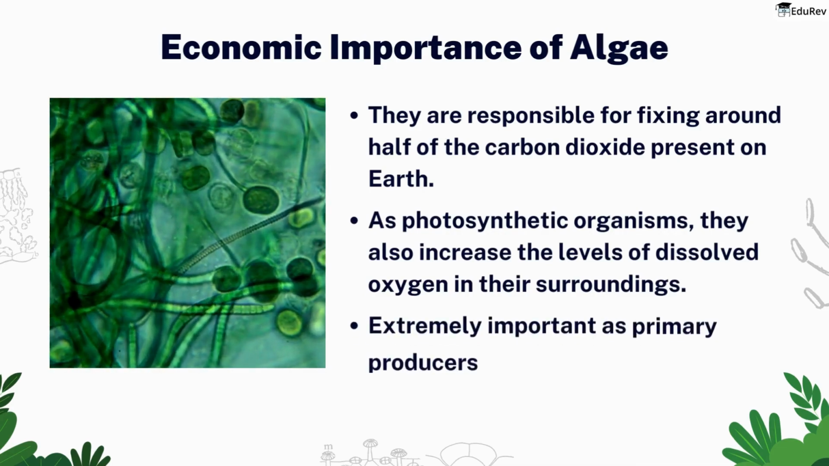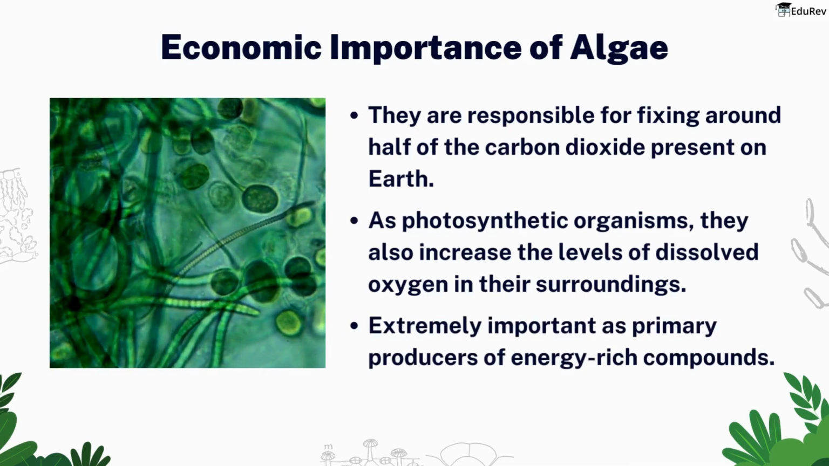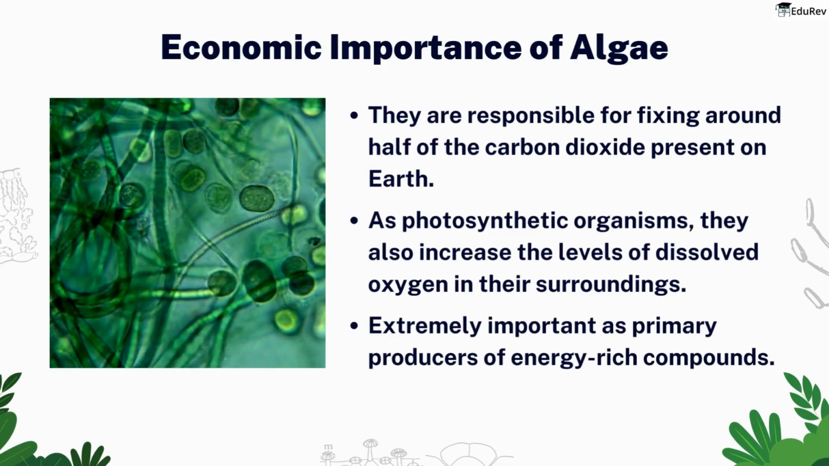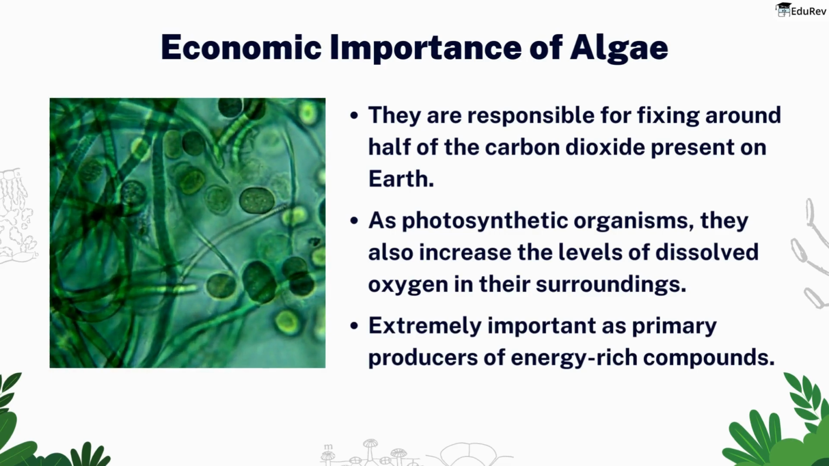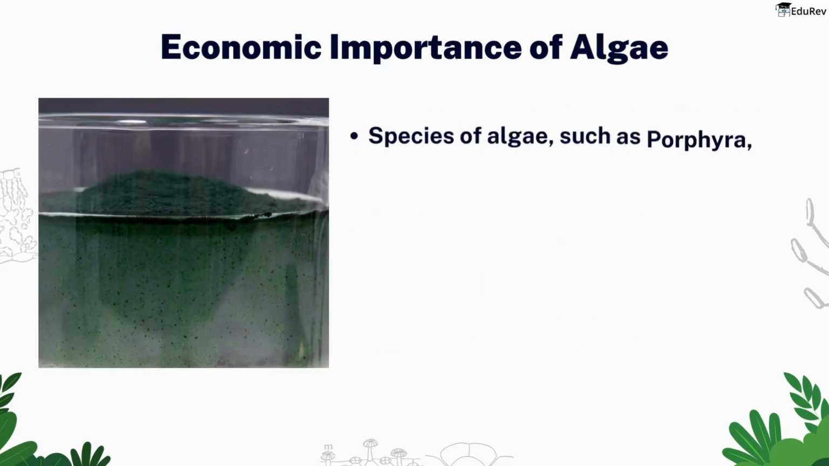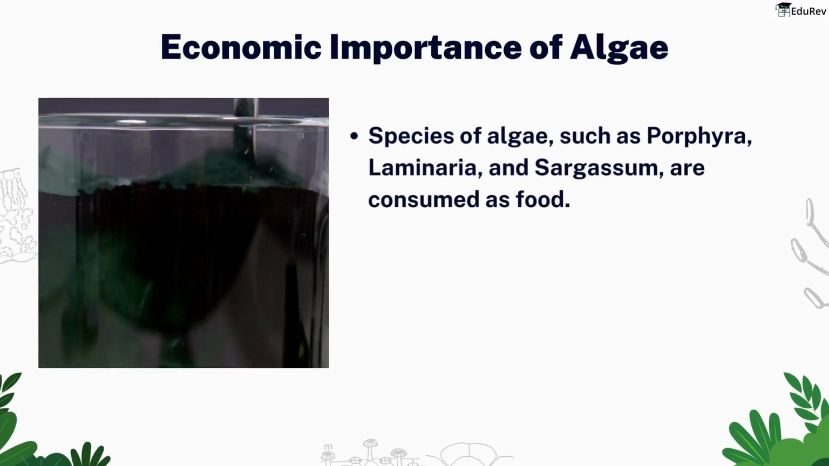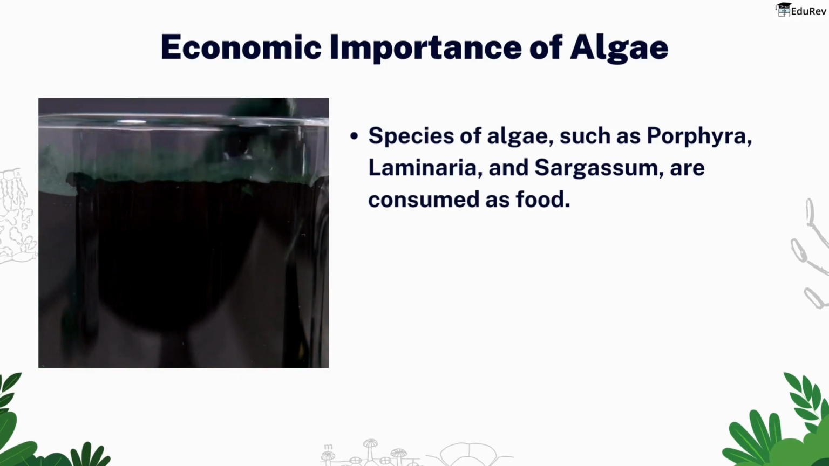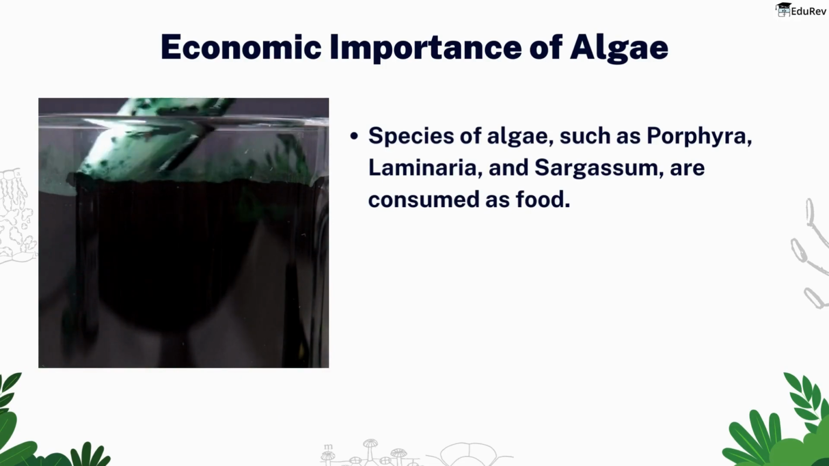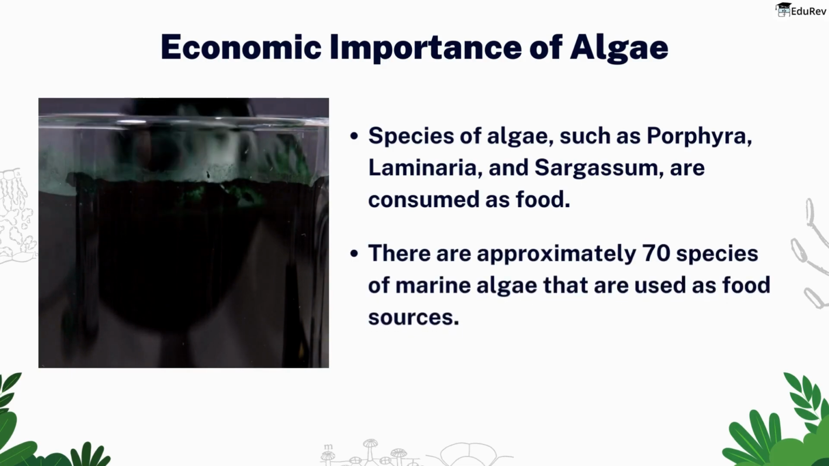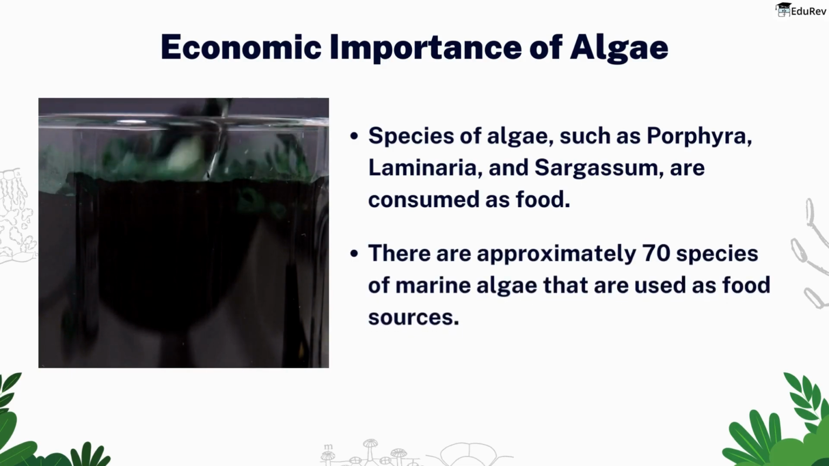Algae are extremely important as primary producers of energy-rich compounds that serve as the foundation of food chains for aquatic animals. Some specific species of algae, such as Porphyra, Laminaria, and Sargassum, are consumed as food and are considered part of a healthy diet. In fact, there are approximately 70 species of marine algae that are used as food sources.